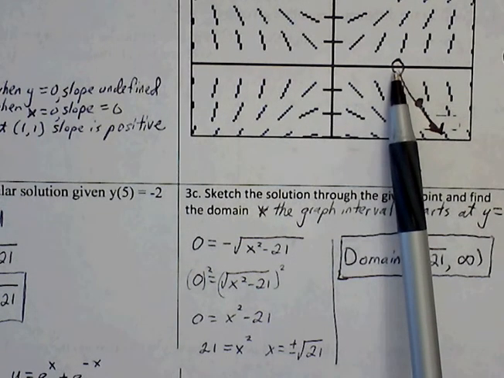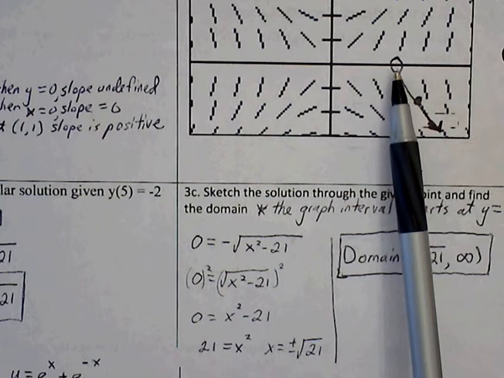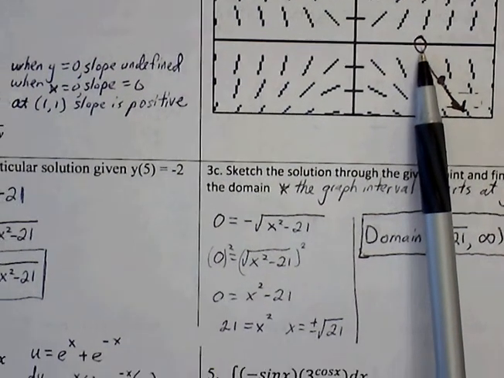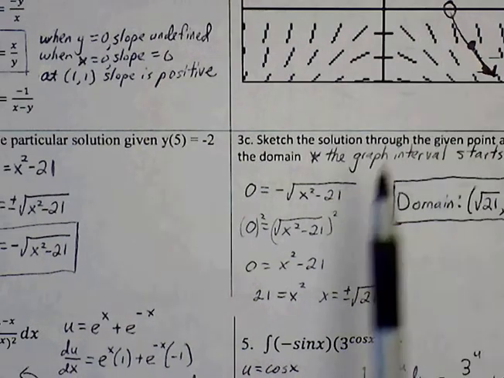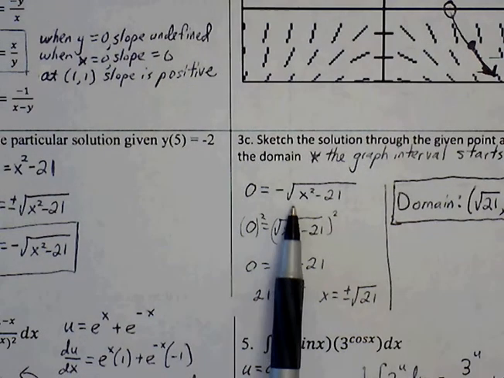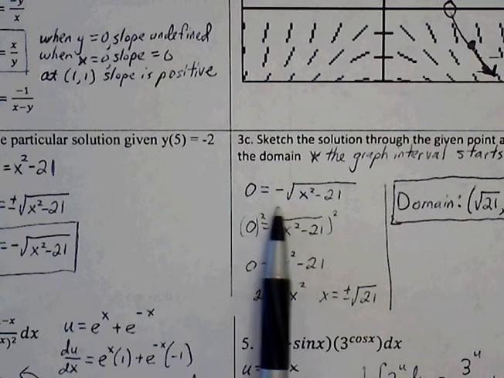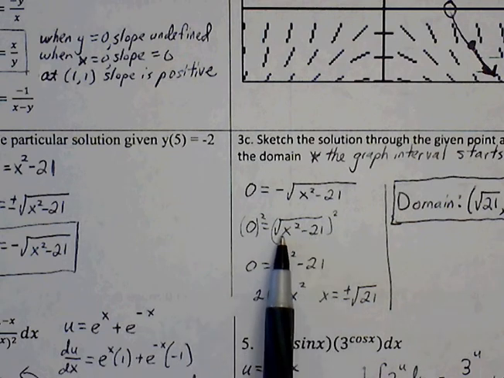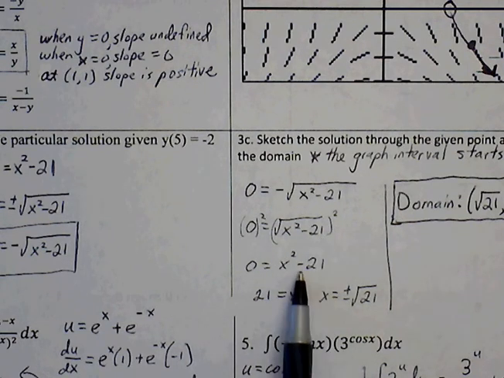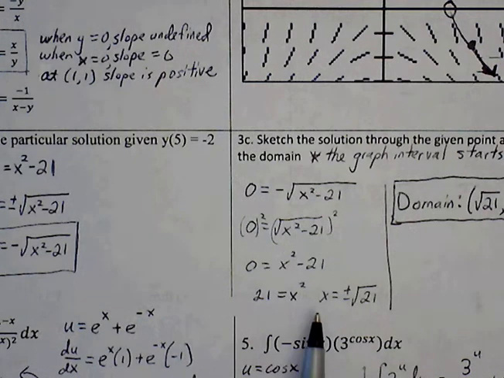So we know that the y value is 0, so to find the x value, we simply look at the equation, plug 0 in for y, and then solve for x. So our equation is y is equal to negative square root of x squared minus 21. Plug 0 in for y, and let's begin to solve for x. So square both sides, and we get x squared minus 21 is equal to 0. Add 21, so x is equal to plus or minus root 21.